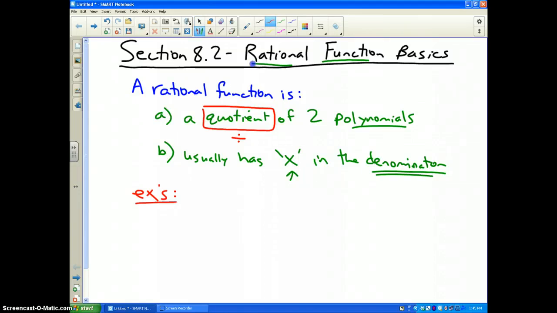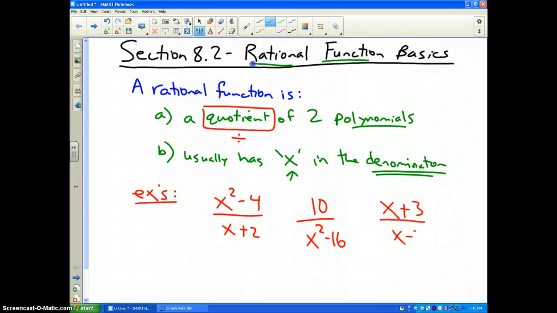Now, some examples of rational functions. For instance, x squared minus 4 over x plus 2. That would be a rational function or expression. It's got x in the denominator. Or 10 divided by x squared minus 16. Or x plus 3 divided by x minus 7. Those are all examples of what a rational function is because x is in the denominator.